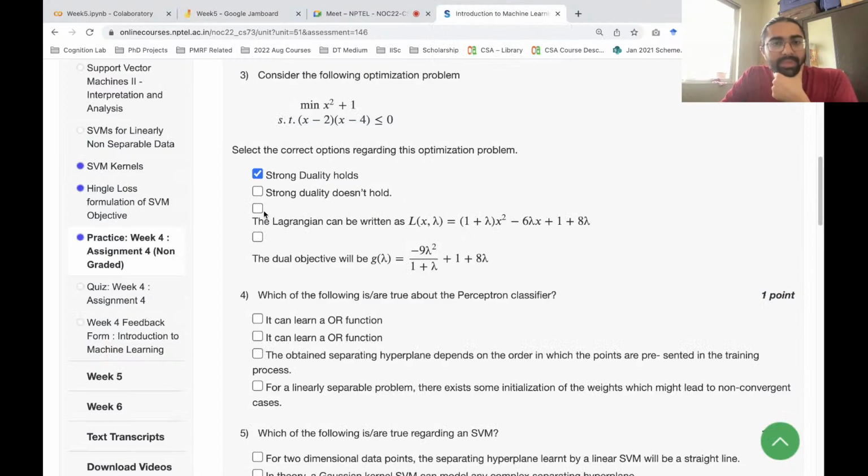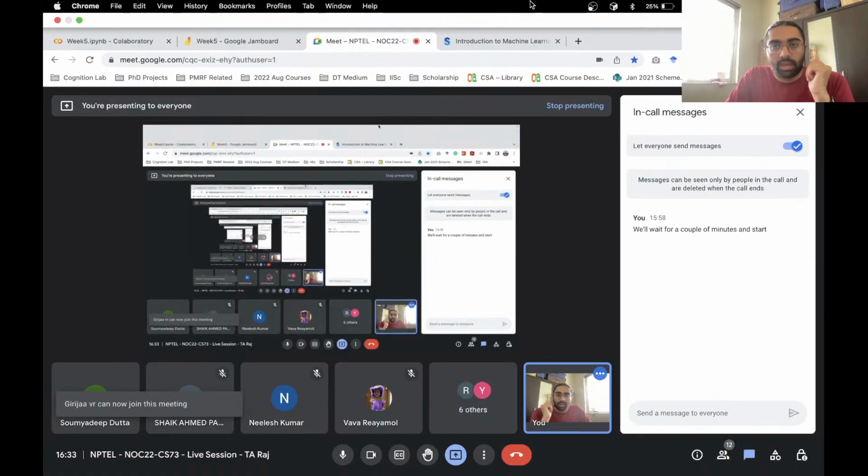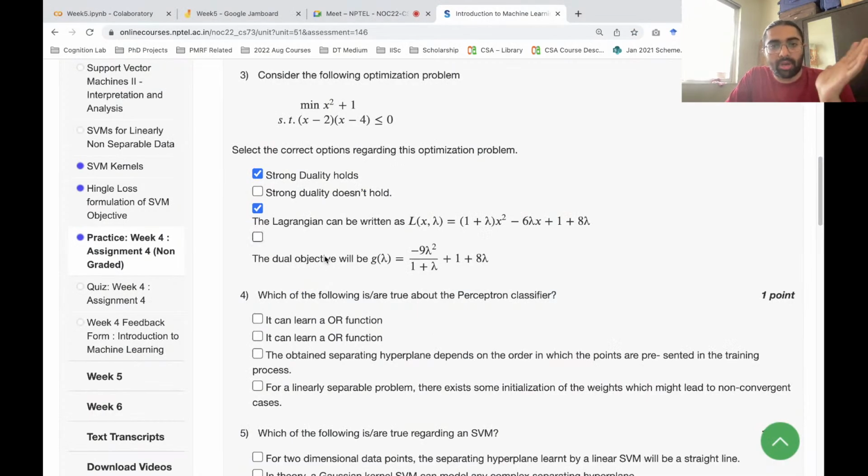So here you'll get 1 and 3 as the answers. Once you do this dual objective, you will get g of lambda in this format. But why this is not the option is because you also need the conditions on lambda. When you solve this problem, you will get that lambda has to be greater than -1. So you are actually solving this maximization problem with this constraint, and that's how your fourth point becomes valid.